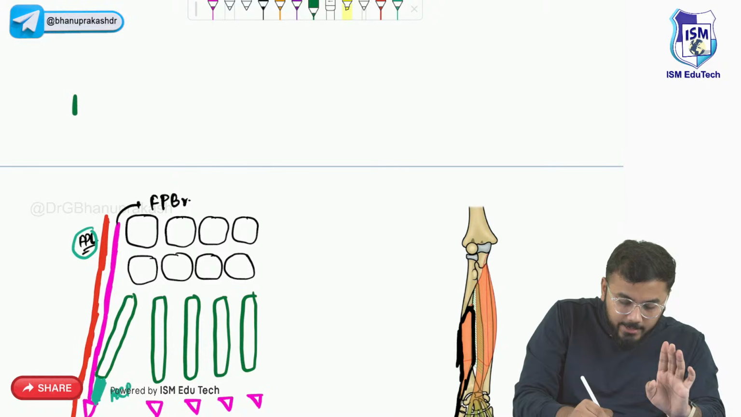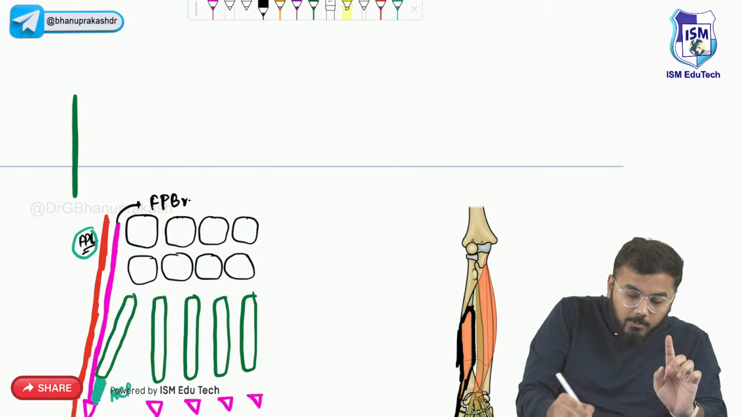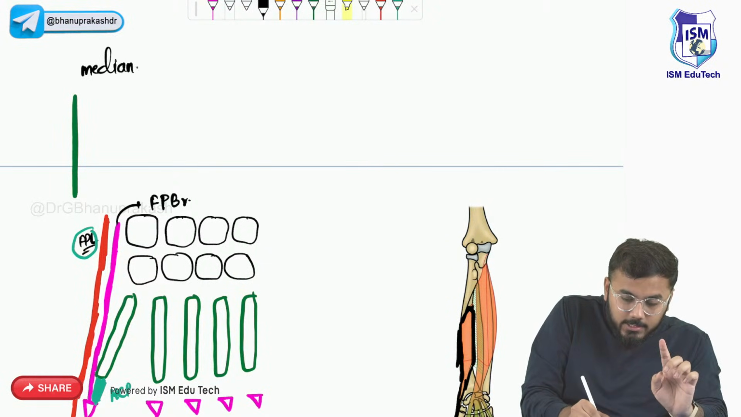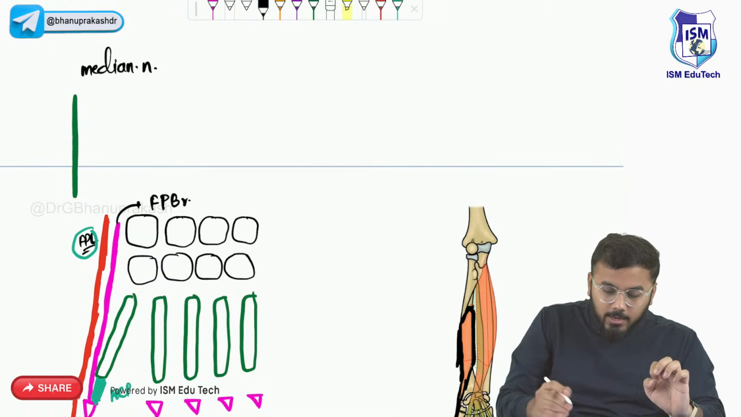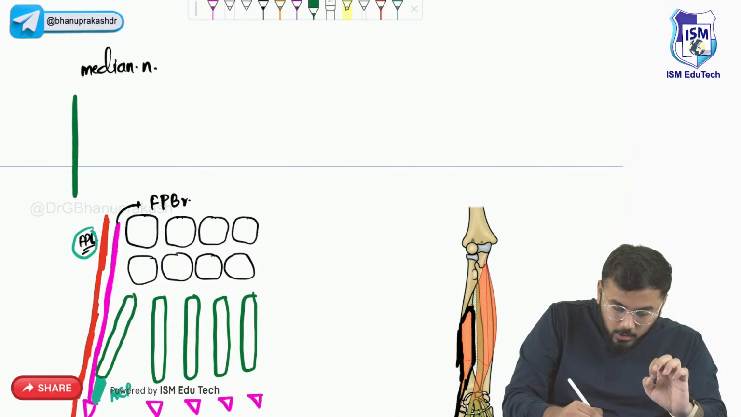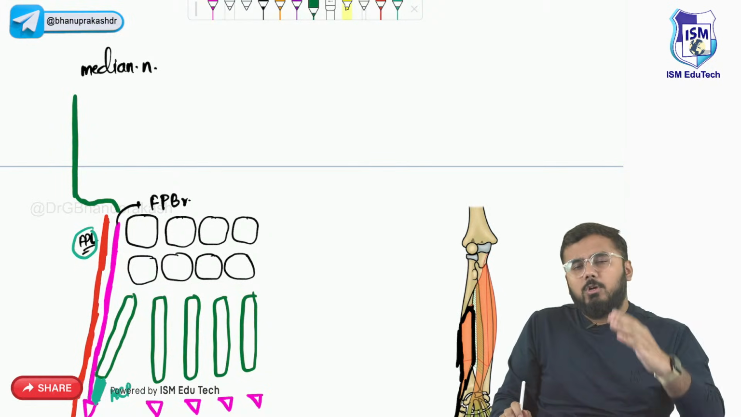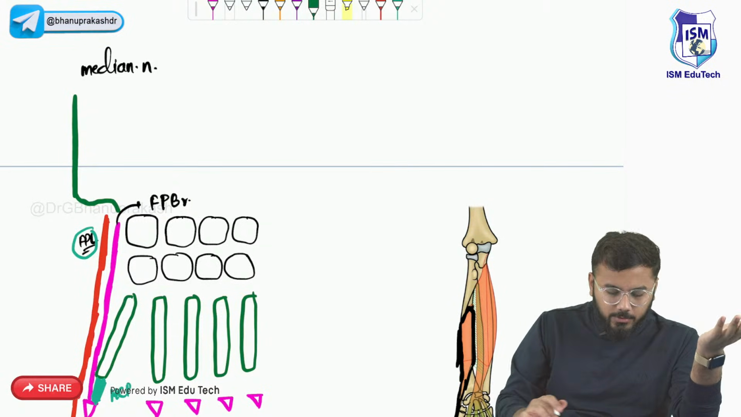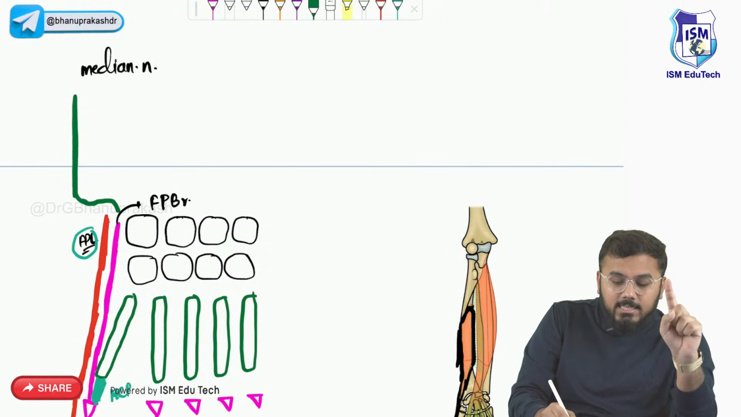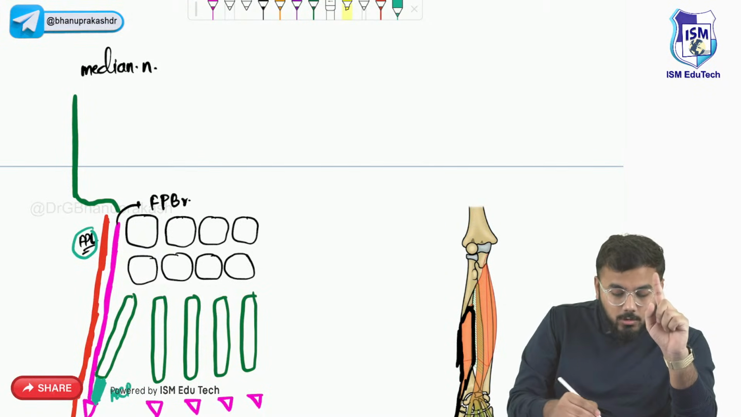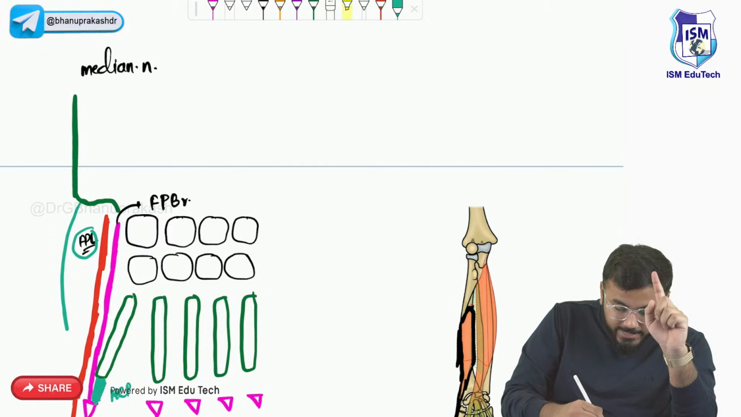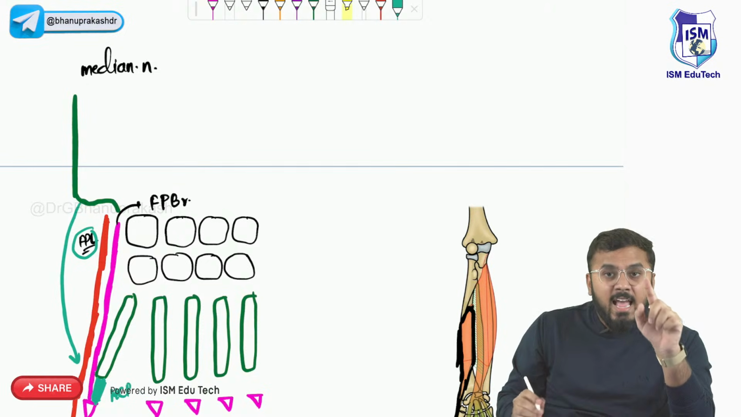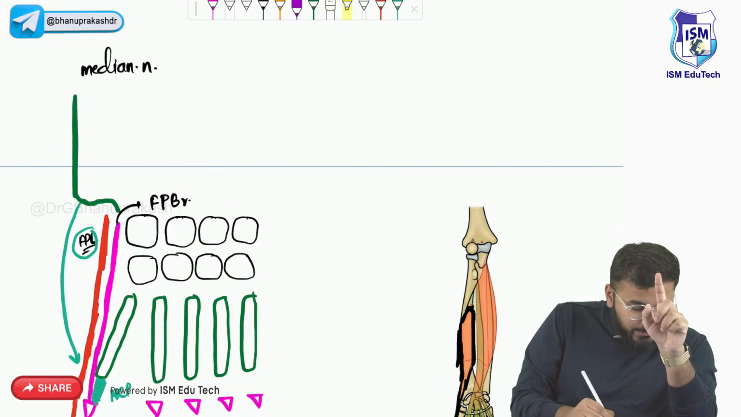Because all of you know that you have got a nerve like this. What is the name of this nerve? Median nerve. Now, median nerve normally supplies flexor pollicis brevis, because we have already talked in the thenar muscles that flexor pollicis brevis is supplied by median nerve. Okay, but what is the interesting thing? Interesting thing is that median nerve also gives a branch, and that branch supplies flexor pollicis longus, and the name of that branch is, what is that branch?